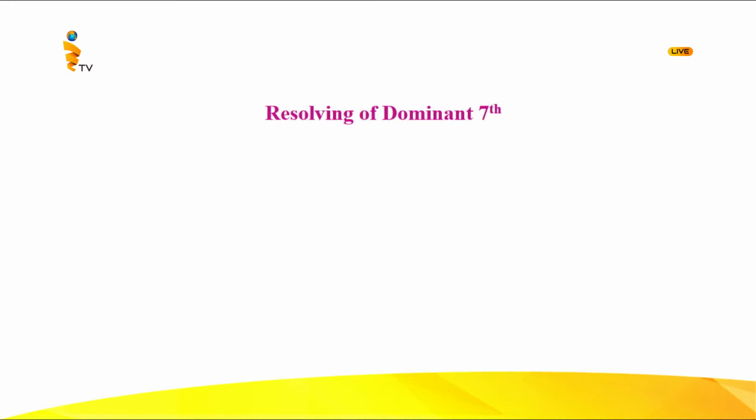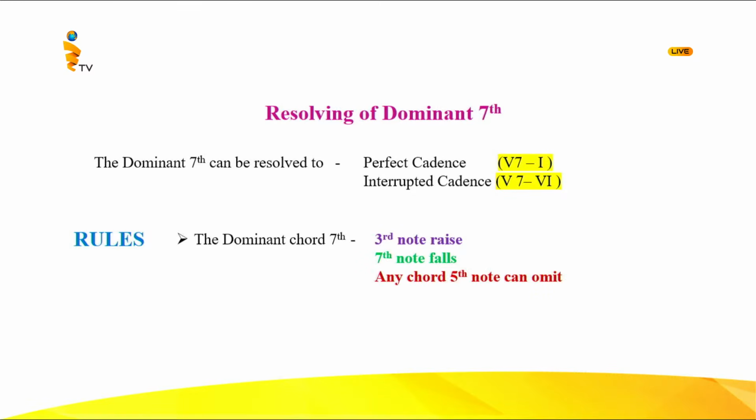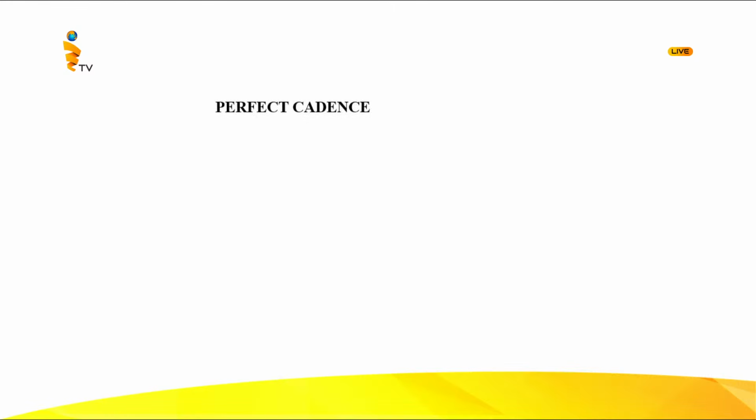Now the resolving of the dominant seventh. There are some rules to use the dominant seventh. The dominant seventh can be resolved to a perfect cadence, that is indicated 5-7 to 1, or an interrupted cadence, 5-7 to 6. Remember, children, when you are using the dominant seventh, you have to use the seventh near the Roman numeral 5. So the rules of the dominant seventh: the third note should rise in the dominant chord. Then the seventh note should fall. In any chord, the fifth note can be omitted. Right. Now we will go to the perfect cadence.